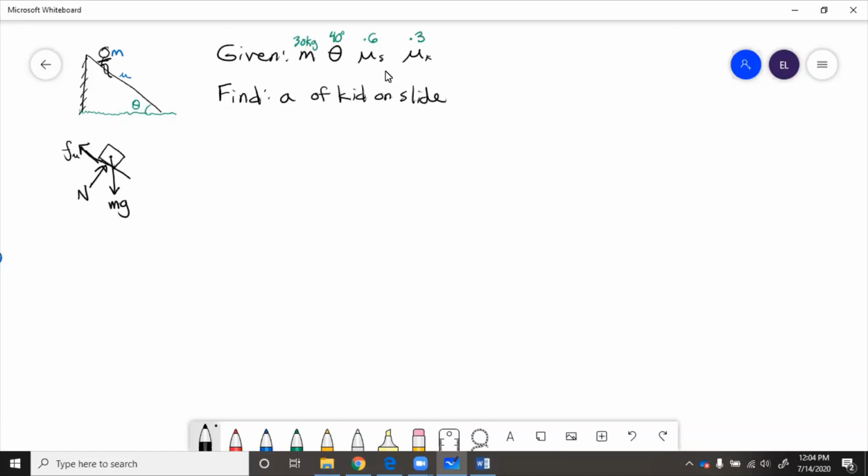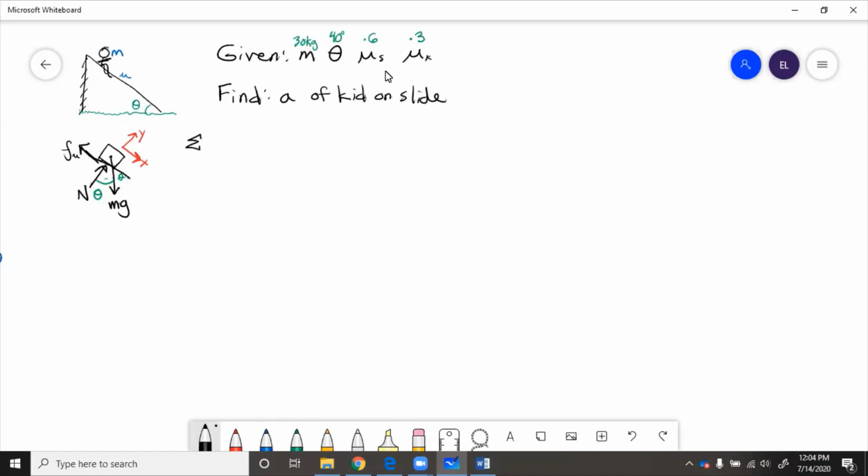Then next we assign a coordinate frame. Well, we put X in the direction of motion, Y goes perpendicular. And we know that this plane angle is theta, then the angle between mass, gravity, and the normal force is also theta. So we can do step 3, which is break this into components and write the force equations.